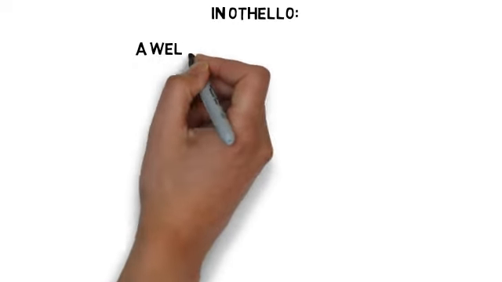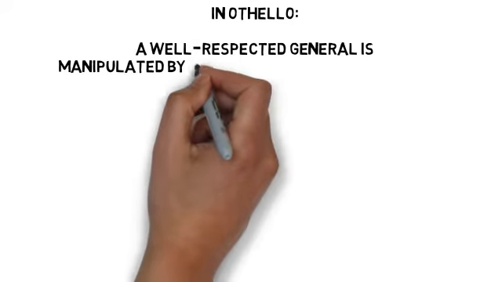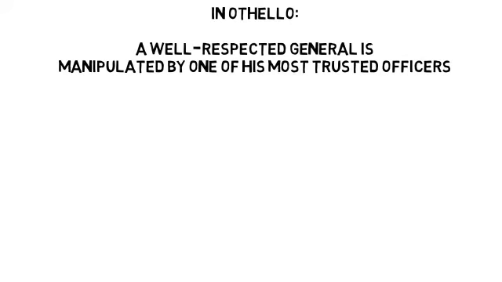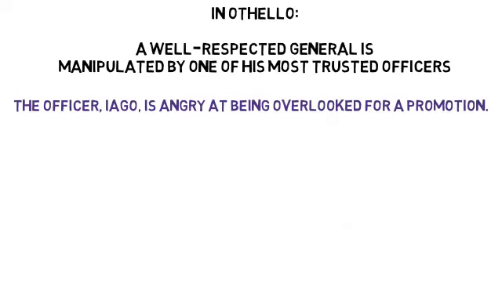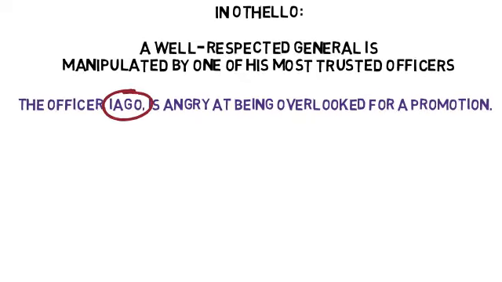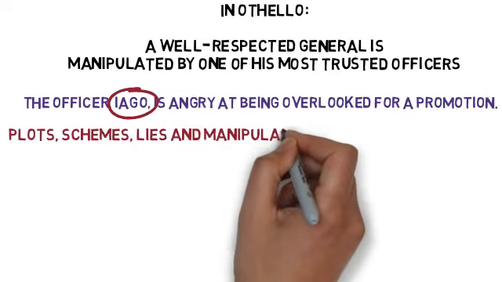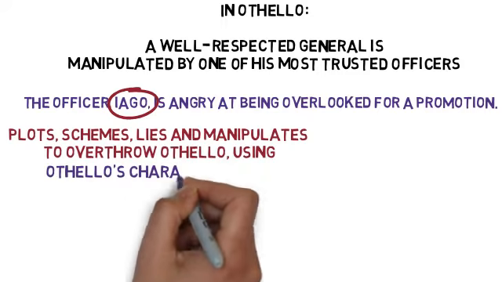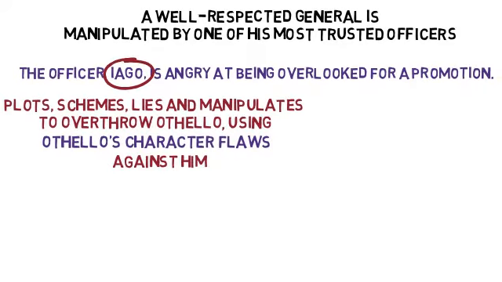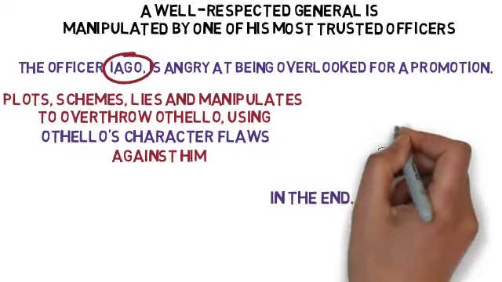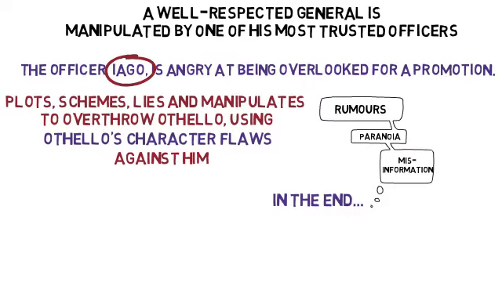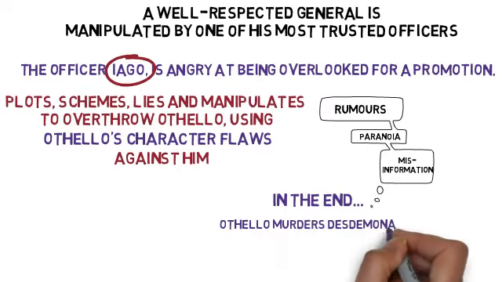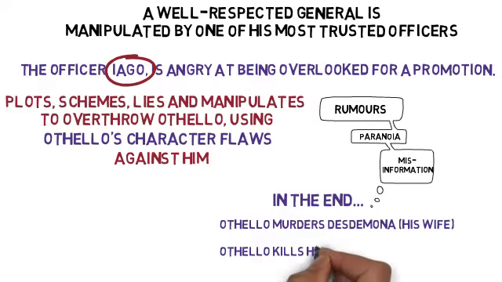In Othello, a well-respected general is manipulated by one of his most trusted officers. The officer, Iago, is angry at being overlooked for a promotion. He plots, schemes, lies and manipulates to overthrow Othello, using Othello's character flaws against him. In the end, through rumours, paranoia and misinformation, Othello murders Desdemona, his wife, believing she's been unfaithful to him. After learning the truth, that she has not been, Othello kills himself.